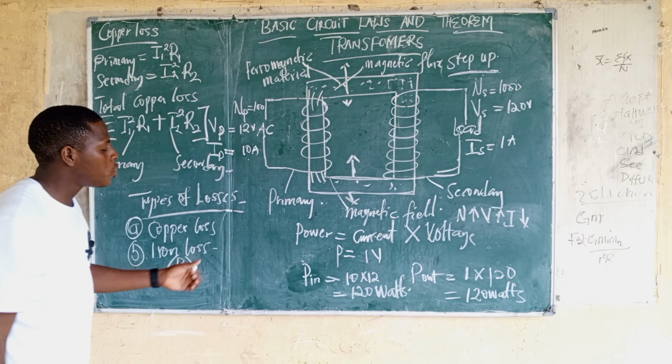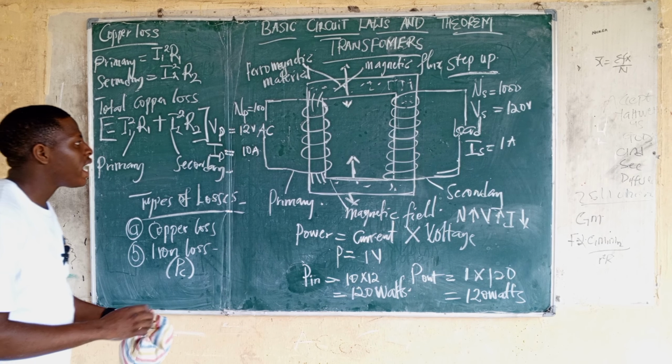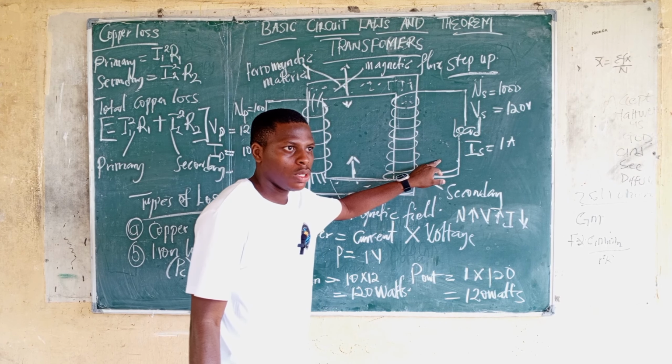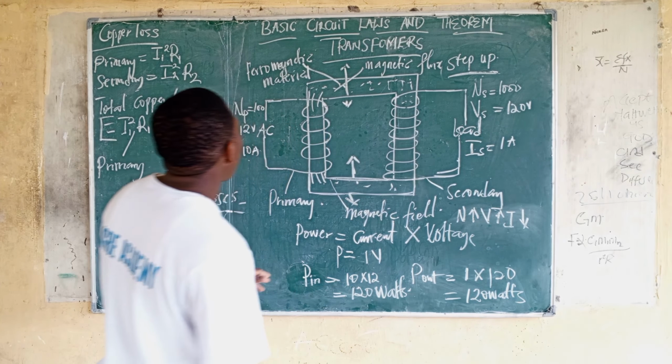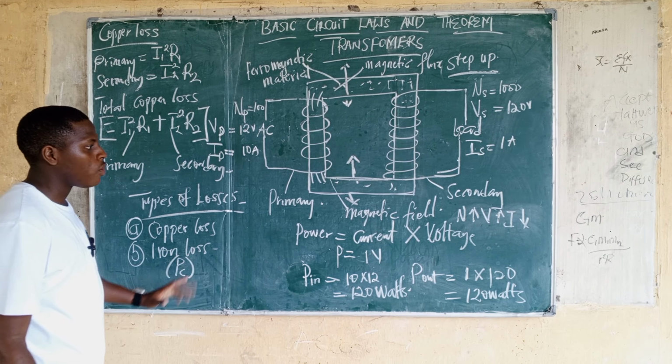Now the next thing that should come to your mind is, what if these losses are being considered? How can we get the power input and how can we get the power output? Now let's go into how we can calculate for the power input when our losses are being considered.